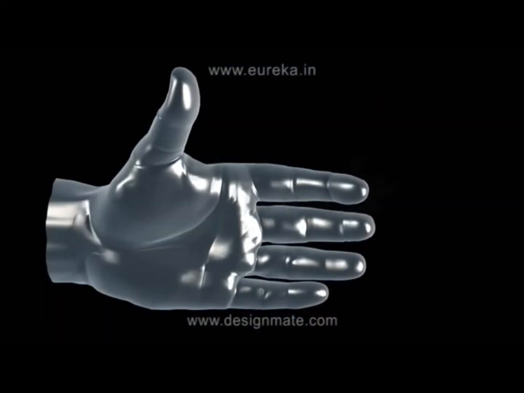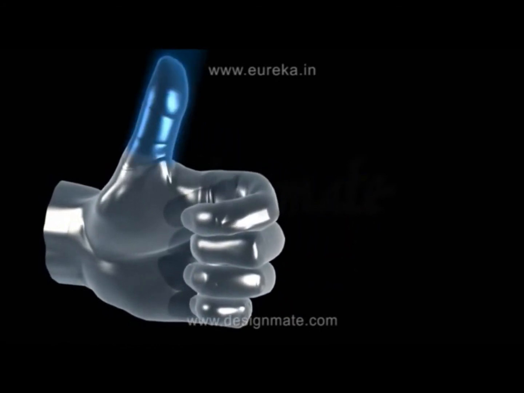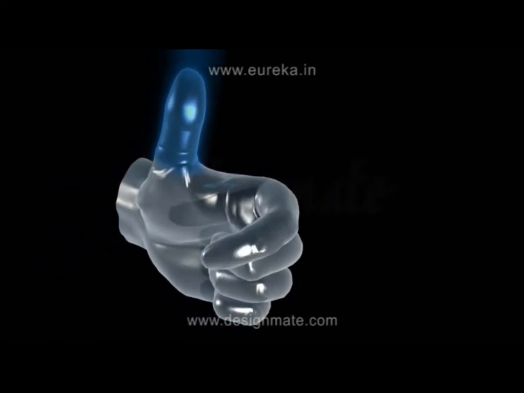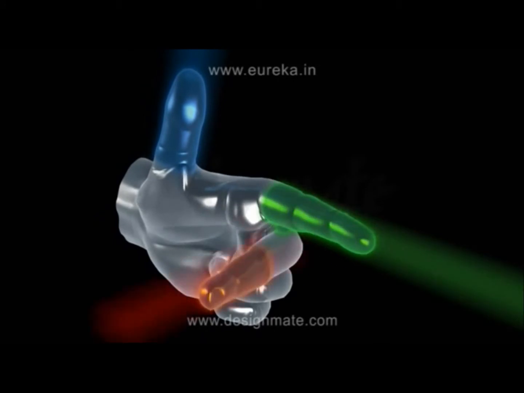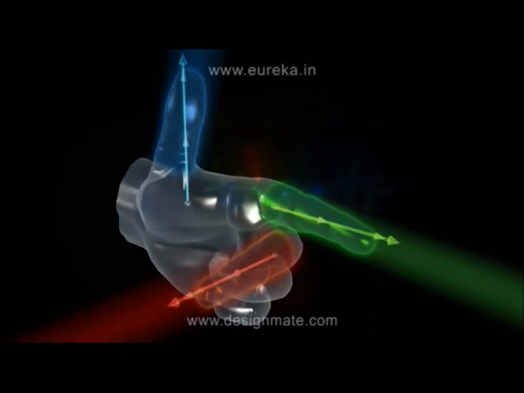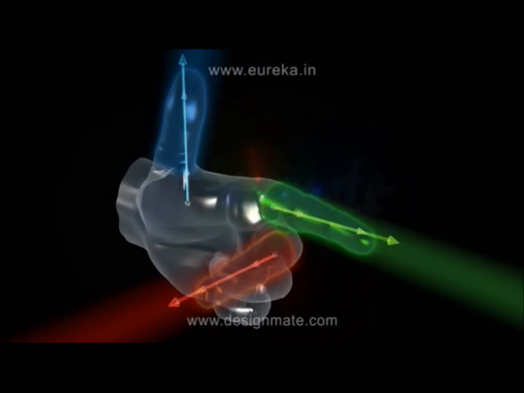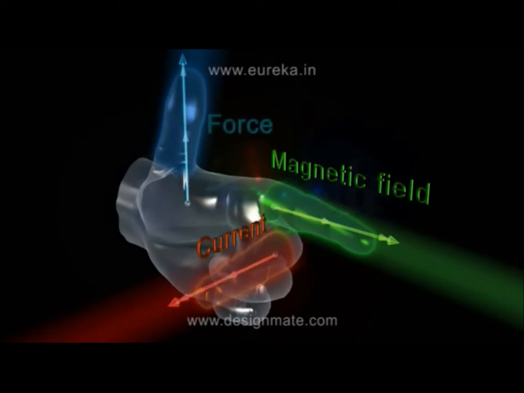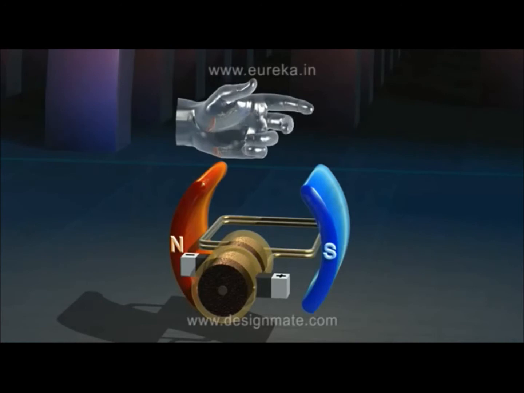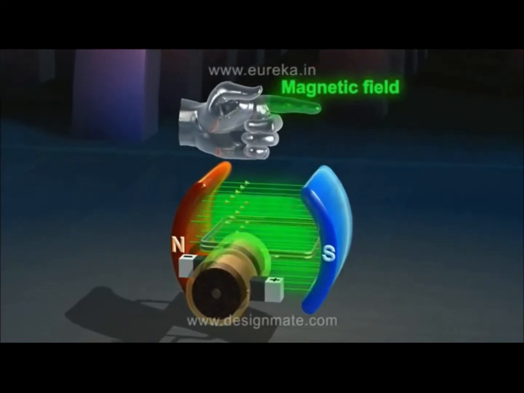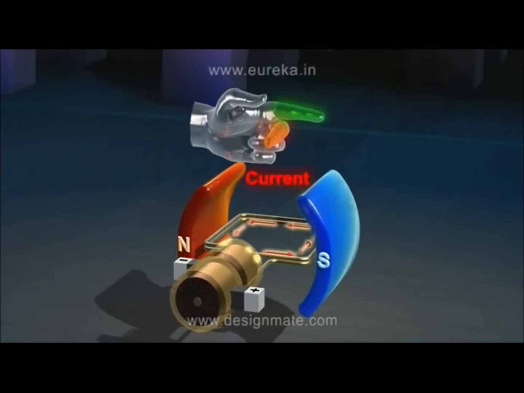According to this rule, if you arrange your left hand in such a way that your thumb, first finger, and second finger are all pointing at right angles to one another, and if your first finger is pointing in the direction of magnetic field, your second finger is pointing towards the direction of current, then the thumb would give the direction of the force. Let's check out the left-hand rule once more against the animation.